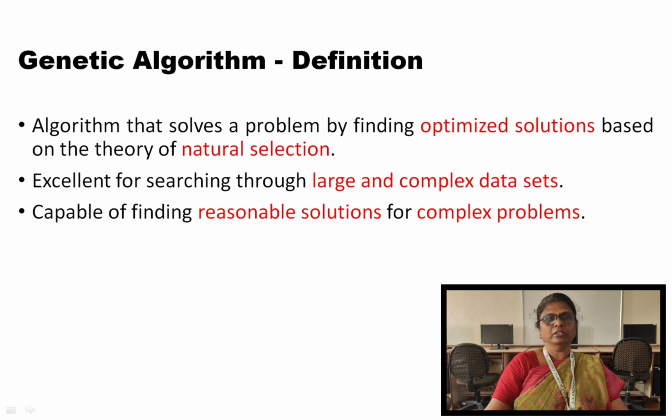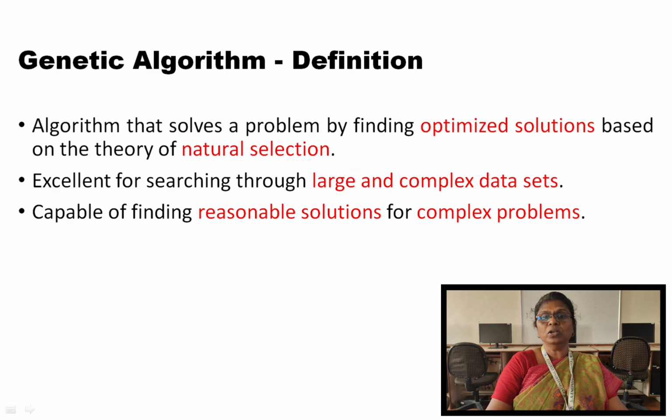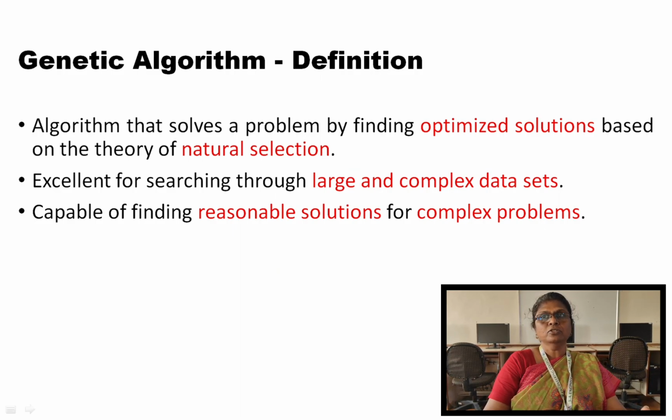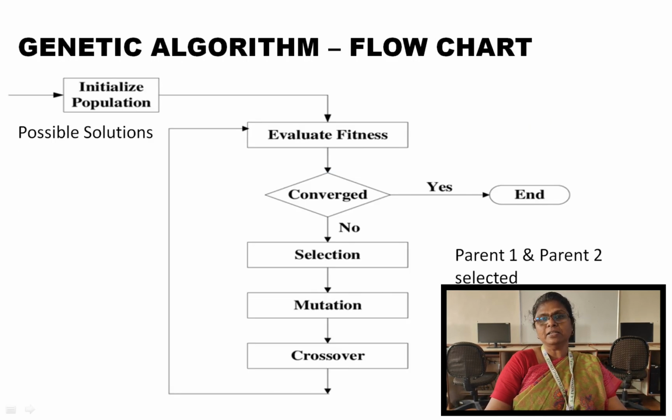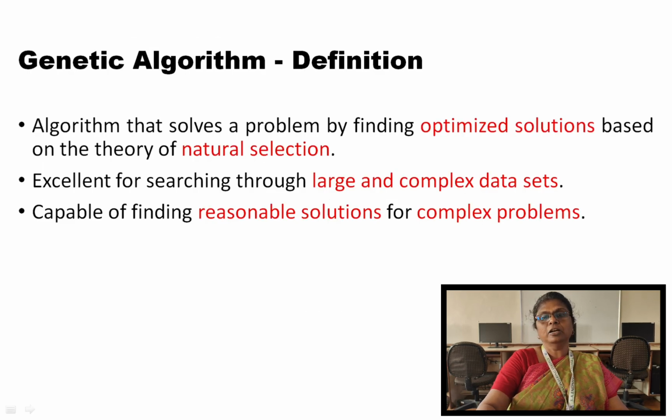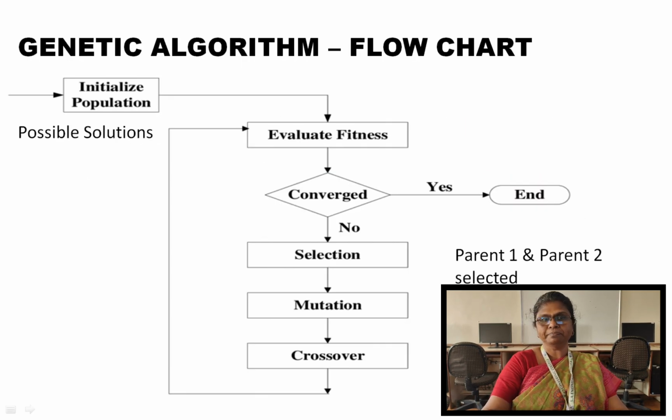Let us see the definition of a genetic algorithm. A genetic algorithm solves a problem by finding an optimized solution based on the theory of natural selection. The core idea behind this genetic algorithm is natural selection. This type of algorithm is excellent for searching through large and complex data sets. If the data set is very large, this is a beautiful algorithm which finds a reasonable solution for complex problems.